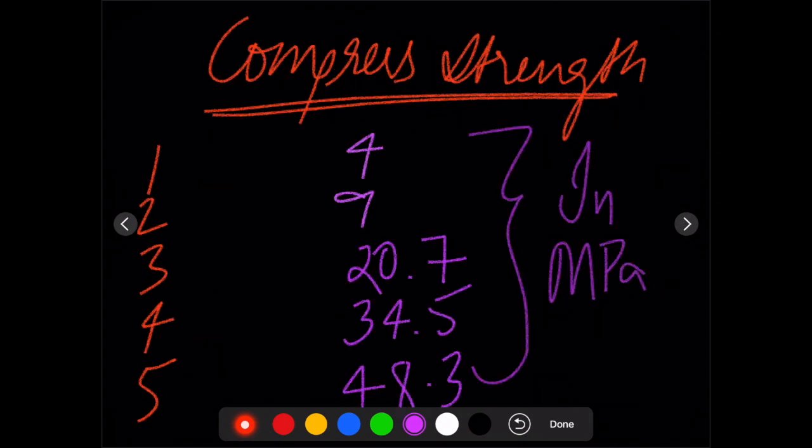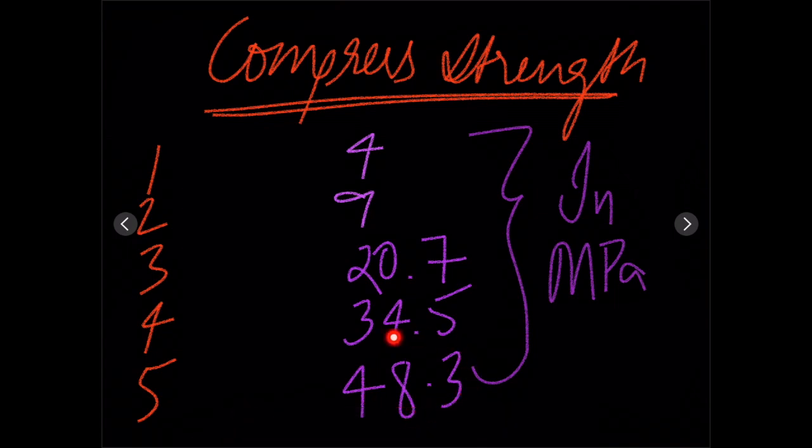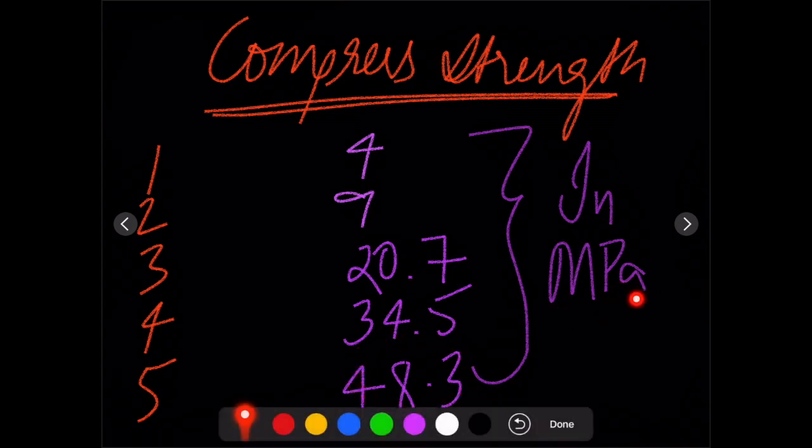Now, coming to the compressive strengths. So, the compressive strength is an indicator of the strength of the gypsum product. Okay, so you can remember this as less than 5, less than 10, 20, 30, 40. Okay, so less than 5 is 4, less than 10 is 9, in the 20s it is 20.7, in the 30s it is 34.5, and in the 40s it is 48.3. Okay, and all of these are measured in MPa, units of pascals.